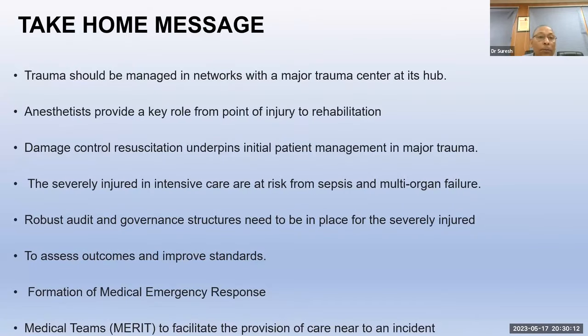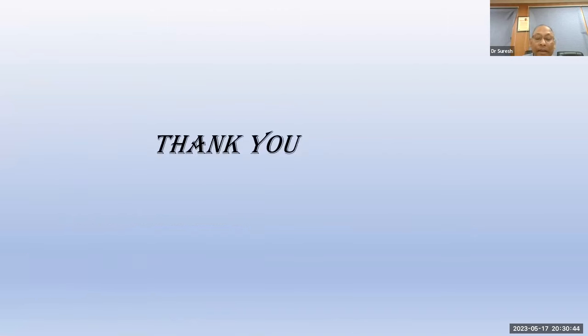Take-home message: trauma should be managed in networks with a major trauma center as the hub and spoke model. Anesthetists provide a key role from point of injury to rehabilitation. DCR underpins initial patient management in major trauma. Severely injured in intensive care are at risk from sepsis and multi-organ failure. Robust audit and governance structures need to be placed in severely injured to assess outcomes and improve standards. Formation of medical emergency teams or quick reaction teams to facilitate the provision of care near to an incident. Thank you very much.